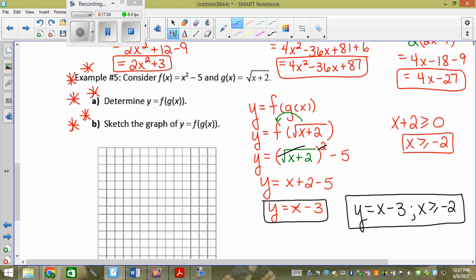Everyone type this into your calculator. So type in y equals bracket square root x plus 2 close bracket squared minus 5. Type that into your calculator, and press graph.